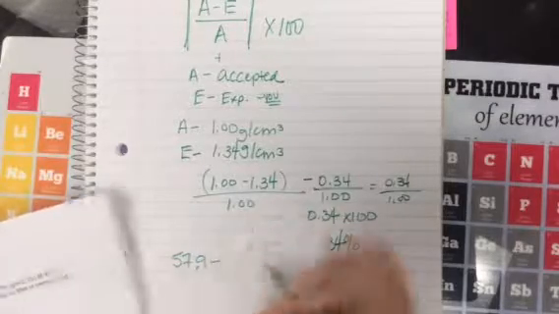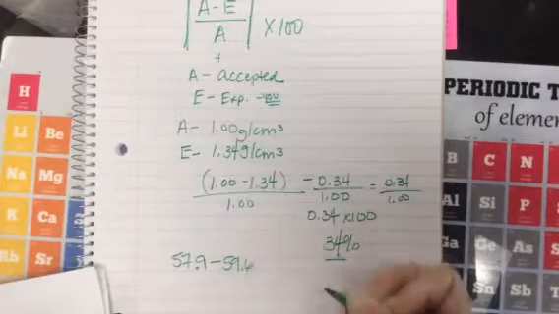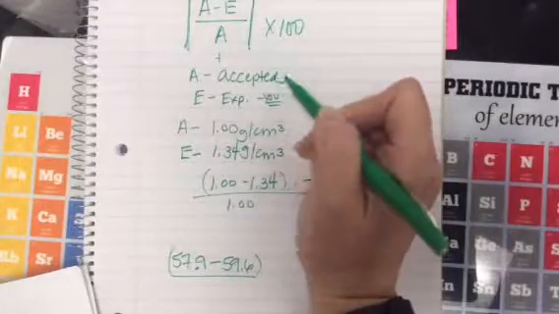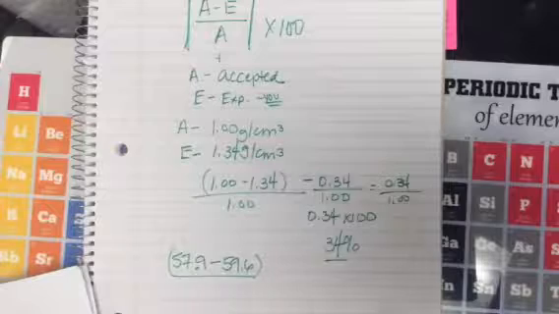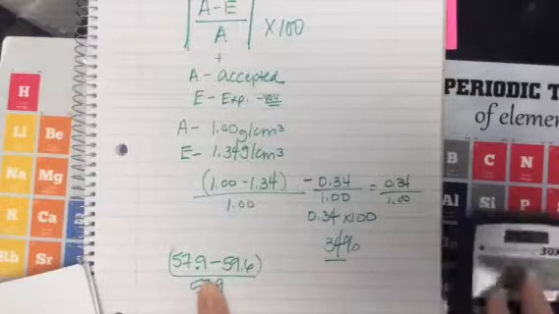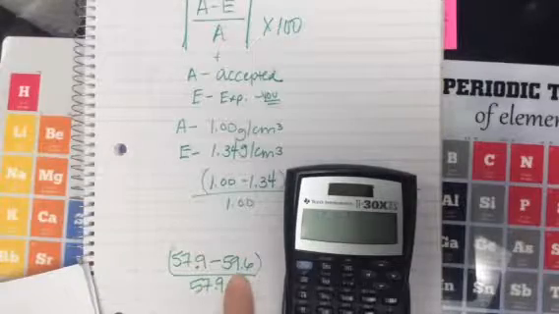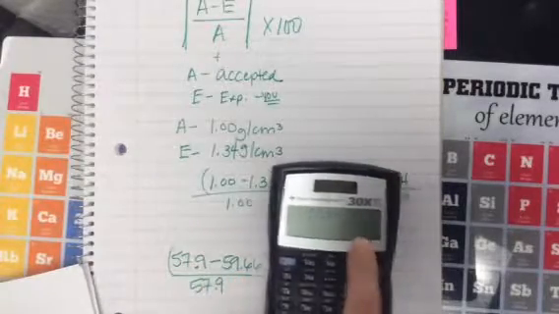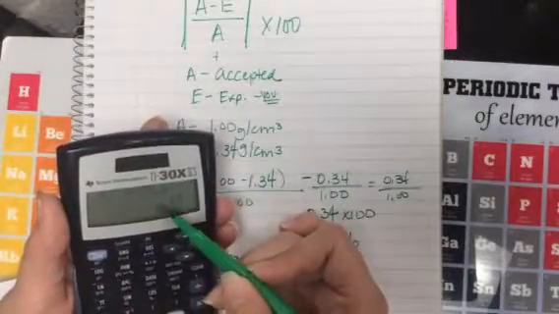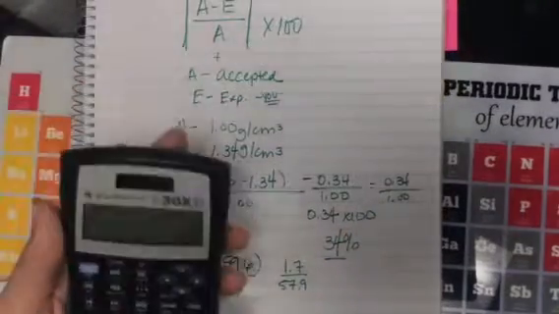So 57.9. They actually got 59.6 grams per mole. So I'm going to get an answer there. I divide by my accepted value, what the literature says that I should get, 57.9. So I'm going to do the problem on top first, plug it into my calculator, 57.9 minus 59.6. I got negative 1.7. However, with my negative 1.7, that negative sign is going to disappear. So I just have 1.7 divided by 57.9.